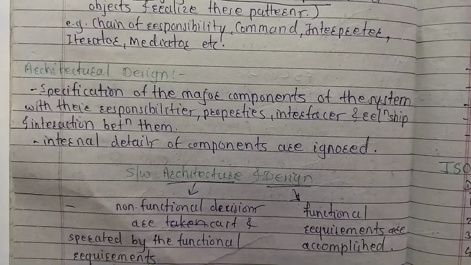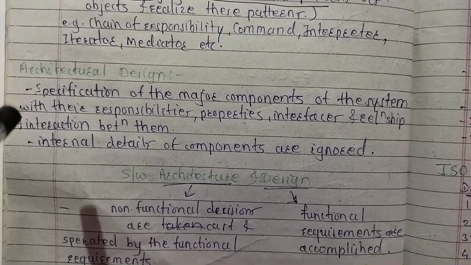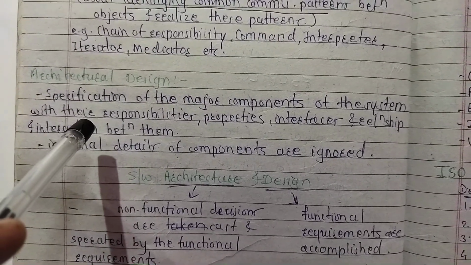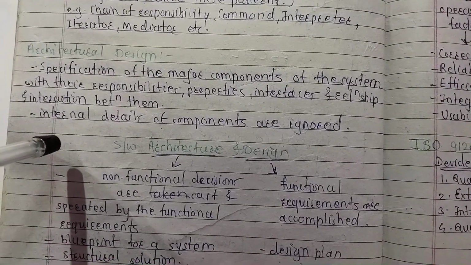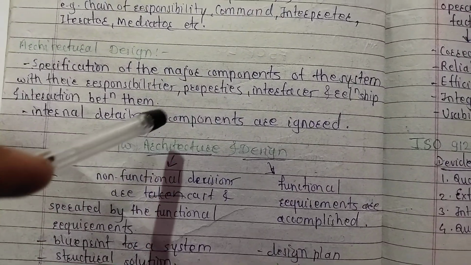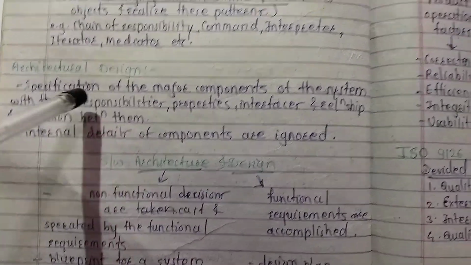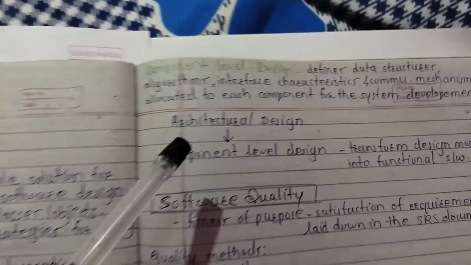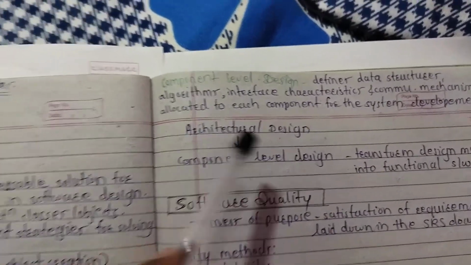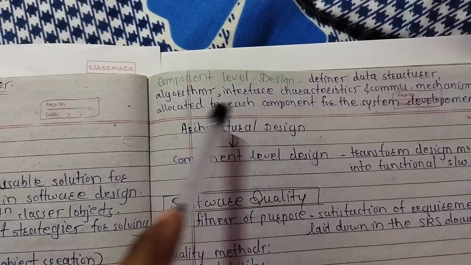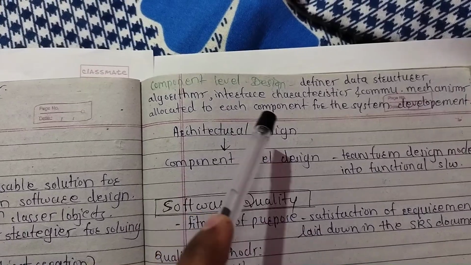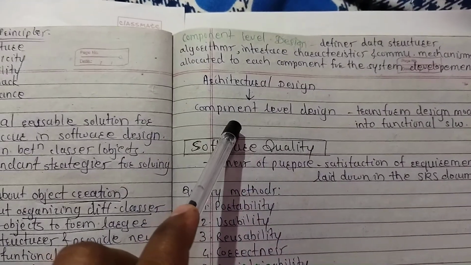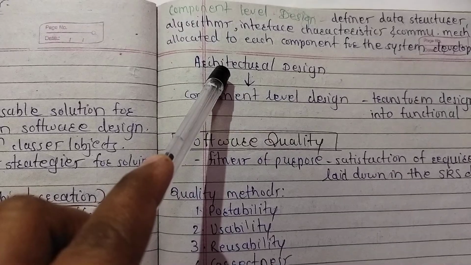Then next is architectural design: object oriented design, user interface design and then architectural design. And the next part is component level design. Now what is architectural design? Architectural design gives the specification about the major components of the system. The main difference between architectural design and component level design is that component level design defines the data structure, algorithm, interface, characteristics, and communication mechanism allocated to each component for system development. Means component level design is a sub part of architectural design.